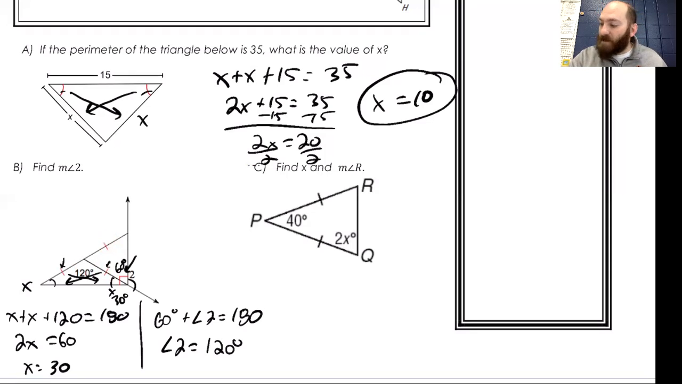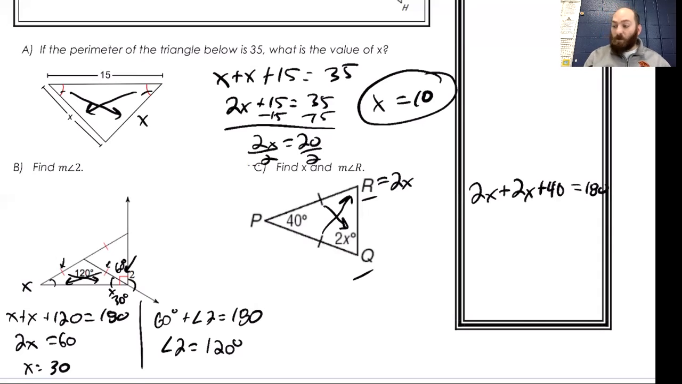Same thing, find x and the measure of angle r. Here are my congruent sides, which means my congruent angles are r and q. So that means that I can consider this to be 2x as well. So I'm going to take this as 2x plus 40 equals 180. So I'm applying my interior angle theorem from before.